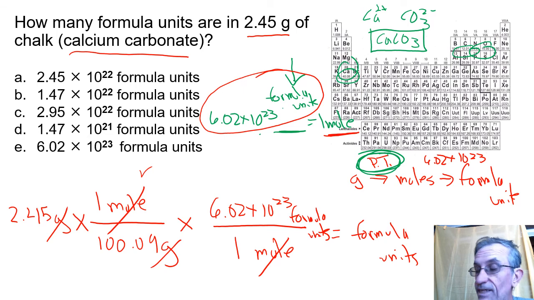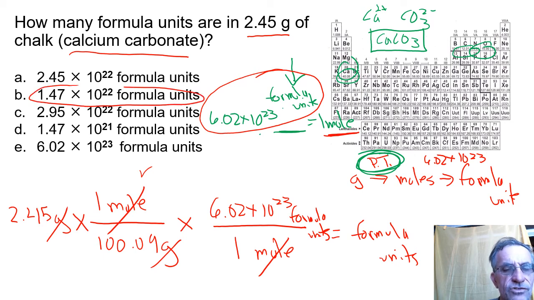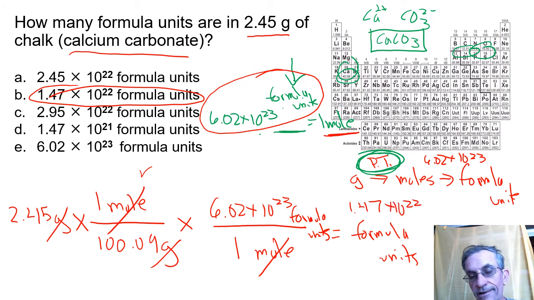All right, so if you work it out, I did it earlier. I got number B right here. It actually works out to be this number. Should be 1.47 times 10 to the 22 formula units. All right, so grams and moles, periodic table, moles and formula units, you got to use Avogadro's number. In this case, we were going all the way from one end of this diagram all the way to the other. So that means you had to use both of them actually, right? All right, so, let's try one last one.